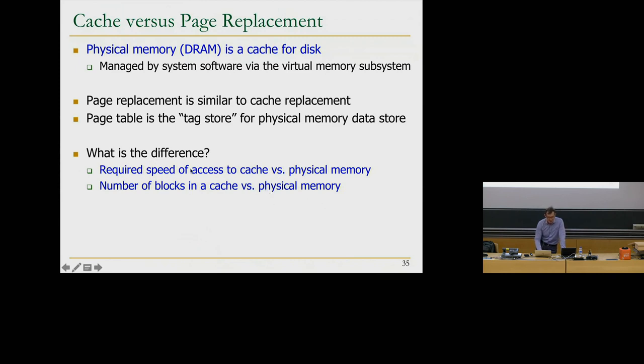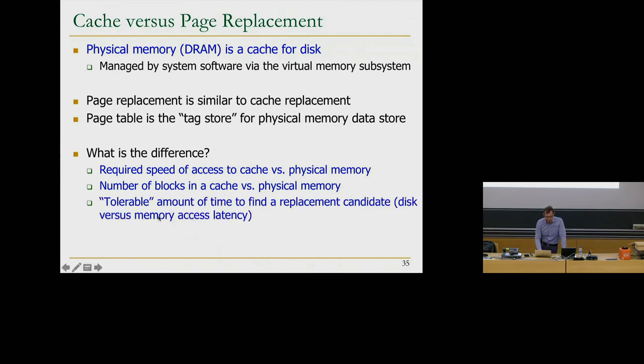This makes replacement a bit easier in physical memory because you have a lot of time to figure out the victim. Here, even though you have a lot of time to figure out the victim, you have a lot of potential victims to replace. So they oppose each other a little bit. So I already said this, basically the tolerable amount of time to find a replacement candidate, disk versus memory access latency, that is very different. So in disk latency, you can actually take time to figure out which one to replace.